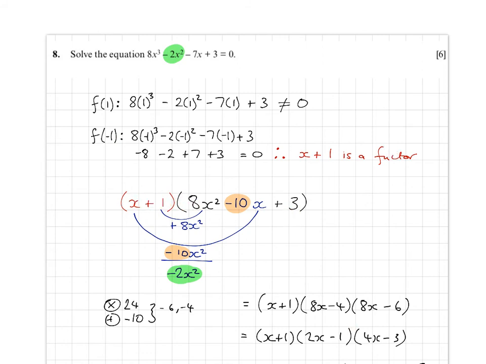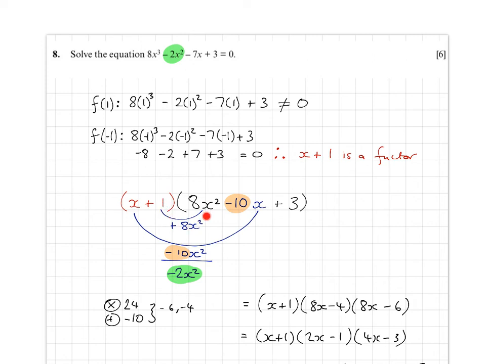I was able to work out 8x squared and plus 3 really easily because x times what makes 8x cubed? Well, the only answer is 8x squared. And then similarly here, 1 times what makes 3? Well, it's only 1 times positive 3. So what I did then was I wrote down my x here, but I had to try and work out what it was.